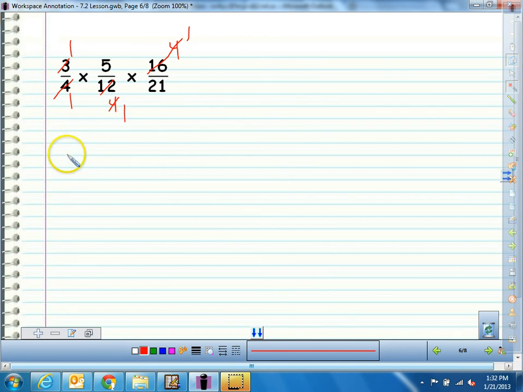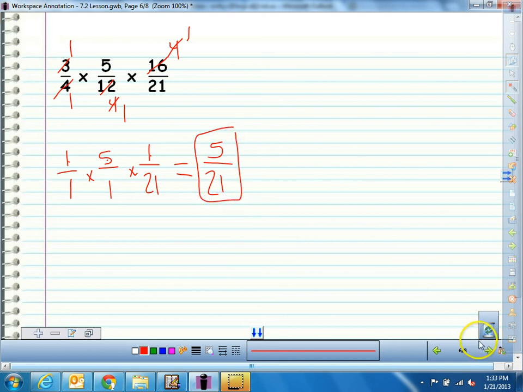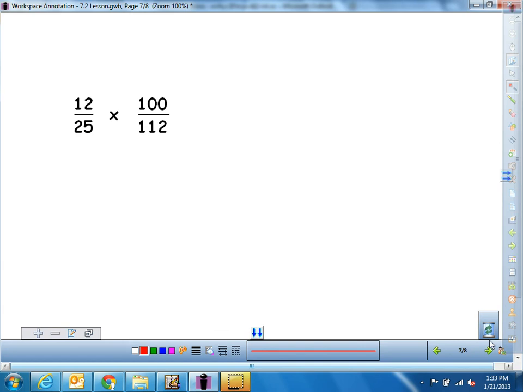So if I clean this up, I've got a 1 over a 1 times a 5 over a 1 times a 1 over a 21. Well, 5 and 21 don't work, and the rest are 1, so I'm just going to multiply straight across. 1 times 5 times 1 gives me 5. 1 times 1 times 21 is 21. There's my simplified answer, 5 over 21. Now you try this one on your own. I'll give you a minute to go ahead and do it.